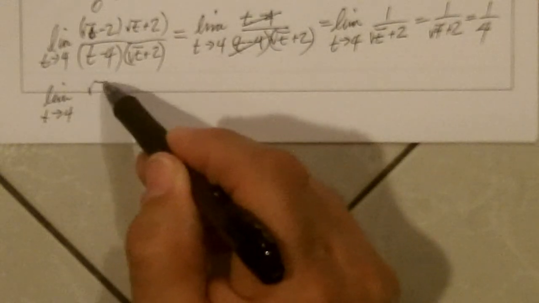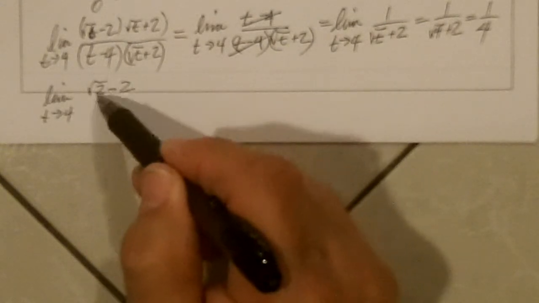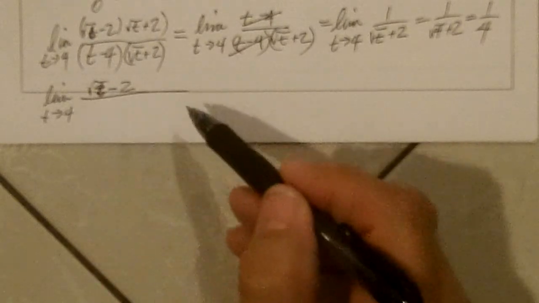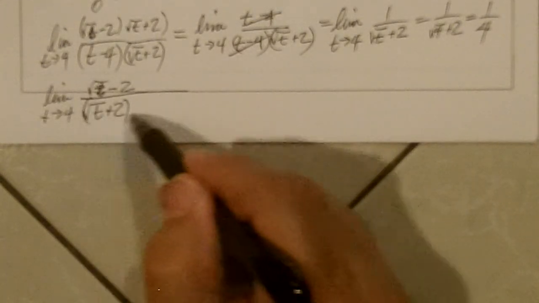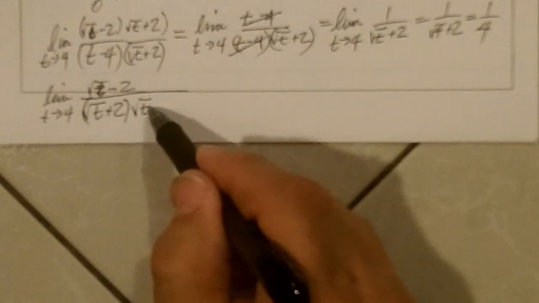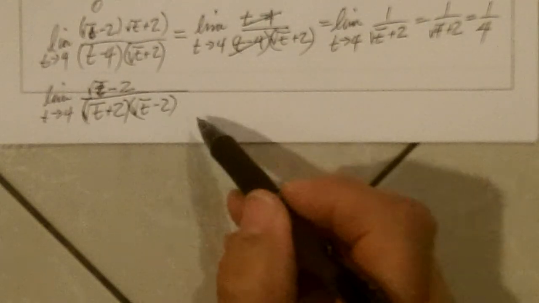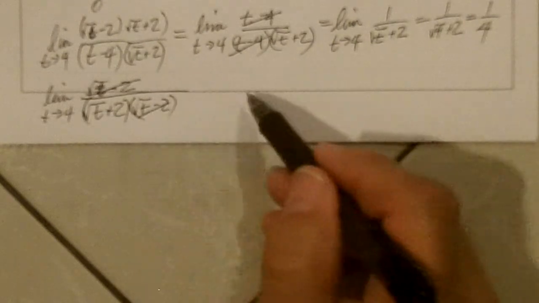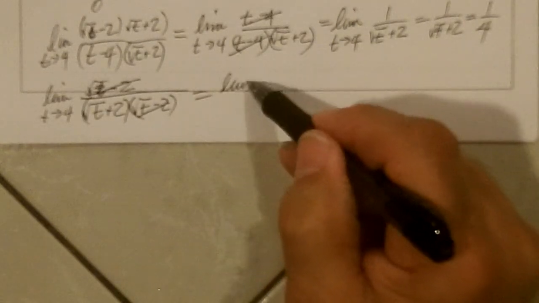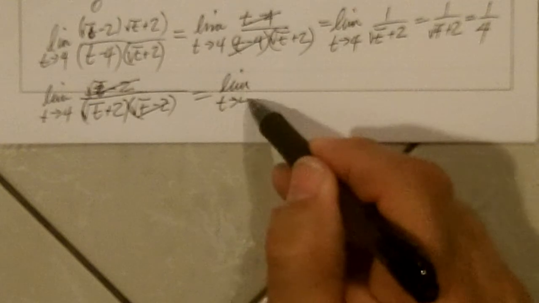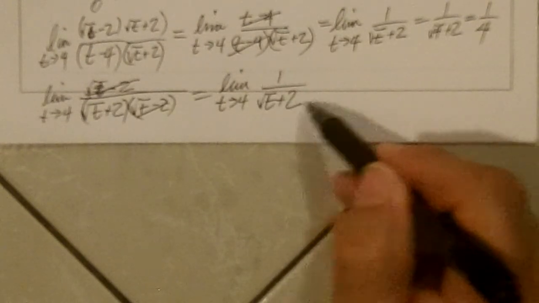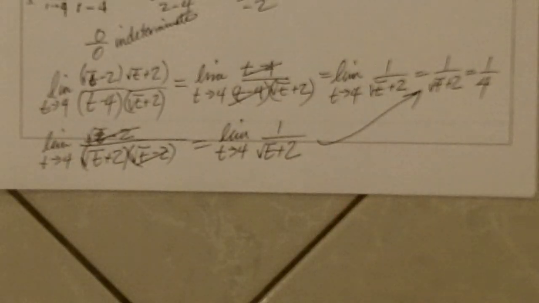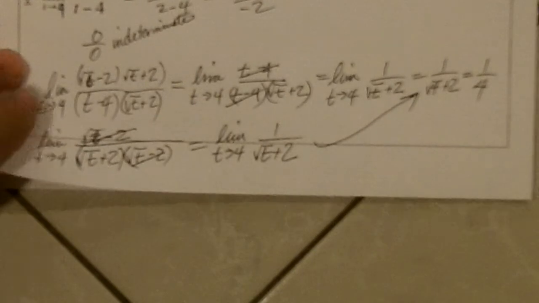And so that would be the square root of t minus 2 in the numerator, over the square root of t plus 2 and the square root of t minus 2. And the square root of t minus 2 would cancel, and we'd have the limit as t approaches 4 of 1 over the square root of t plus 2, which would take us back to there. Okay, that's 3.